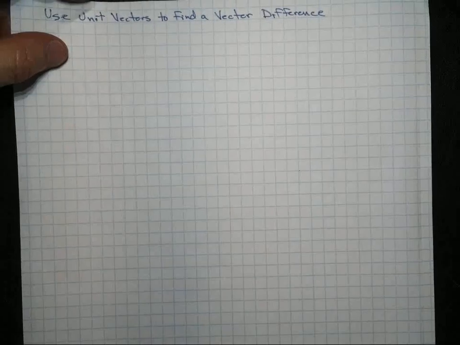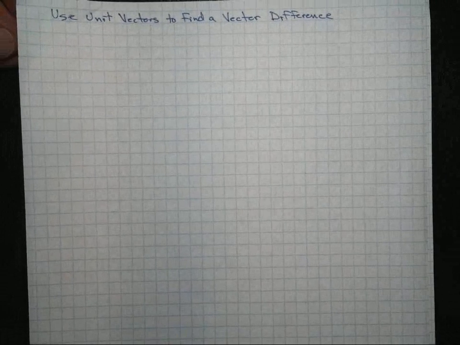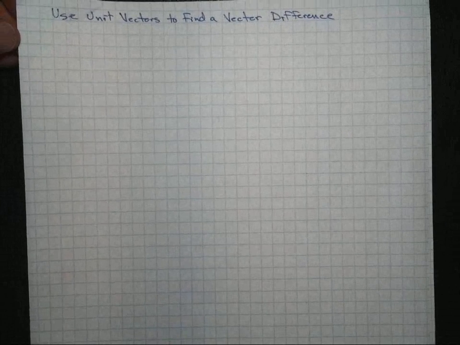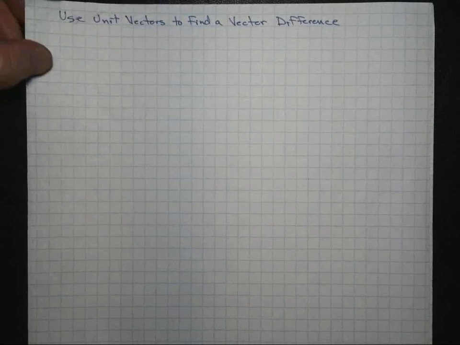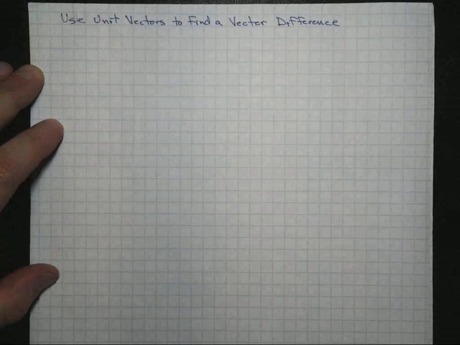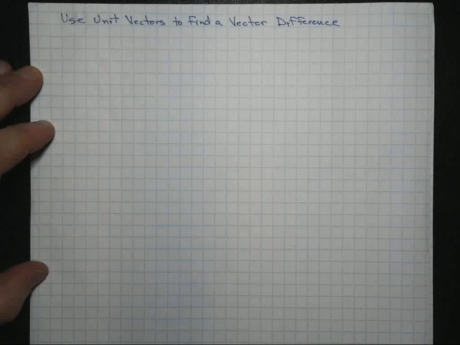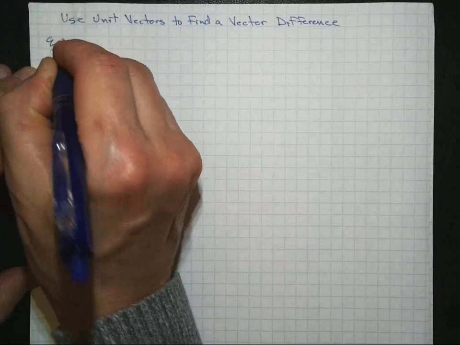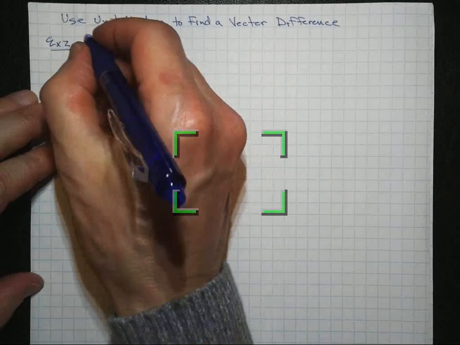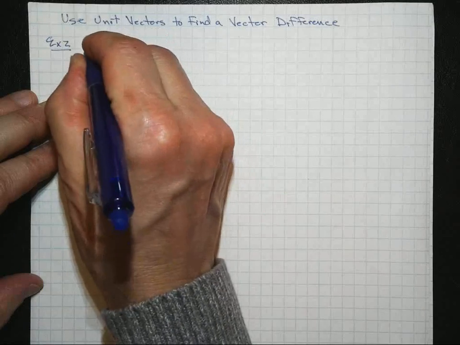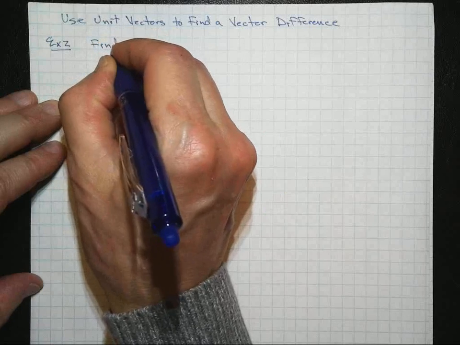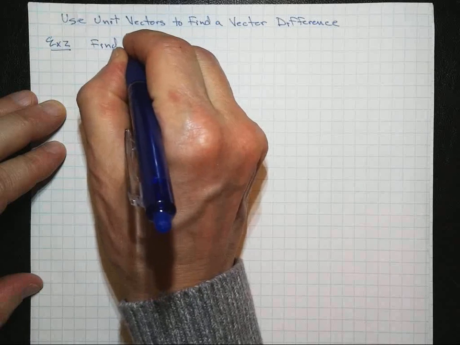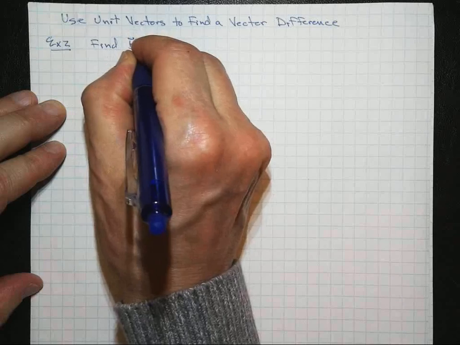Okay, everybody, one more problem. We want to use unit vectors to find a vector difference. We're going to use the same first two vectors from the last example. We'll call this example 2. We want to find the vector difference b minus a.